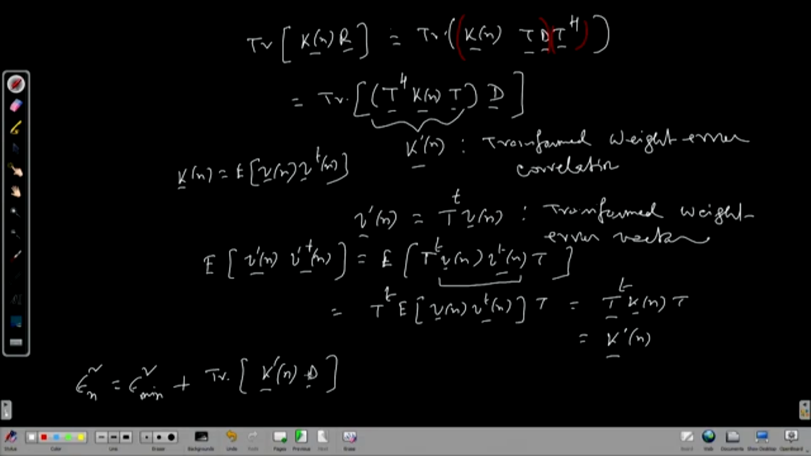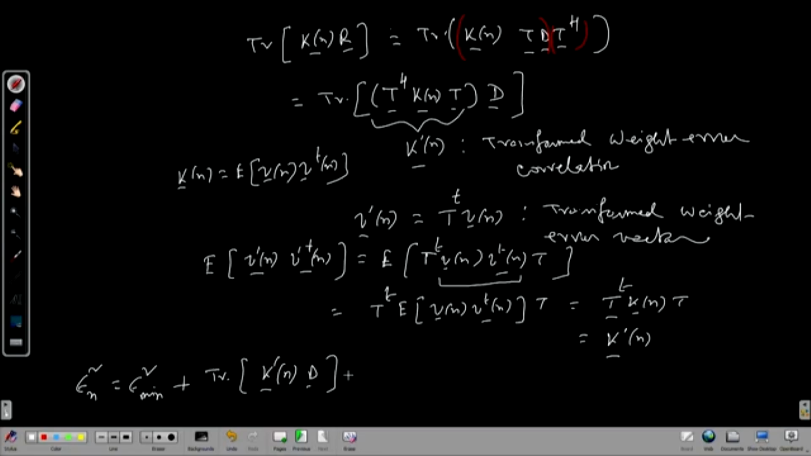Diagonal matrix consists of lambda 1, lambda 2 up to say lambda capital N, if there are N such entries. Okay. So, if you have a square matrix and multiply by a diagonal matrix, in the first column all the elements get multiplied by lambda 1, in the second column all the elements are multiplied by lambda 2, in the third column all the elements of K prime n get multiplied by lambda 3, and so on and so forth.